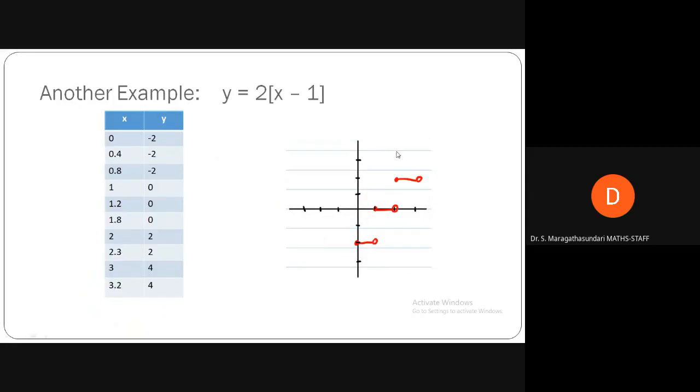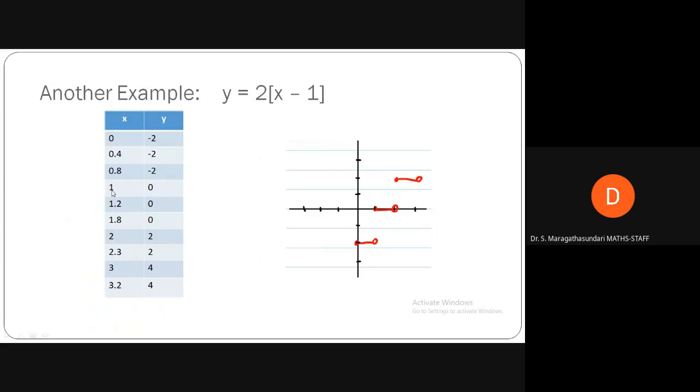Another example, y is equal to 2 into x minus 1. Here x is 0: 2 into 0 minus 1 is minus 2, so the y value is minus 2. Again 0.4: 0.4 minus 1 is minus 0.6, that is minus 1.2, and I'm getting the greatest integer as minus 2. Here also the same thing, 0.8: you substitute here and find the greatest integer. I'm getting minus 2.